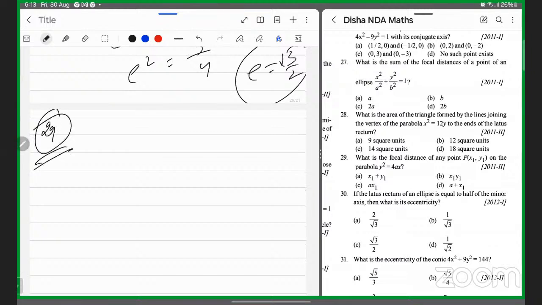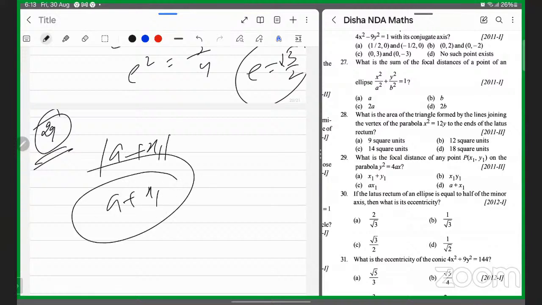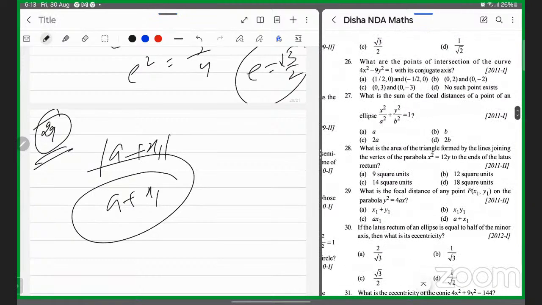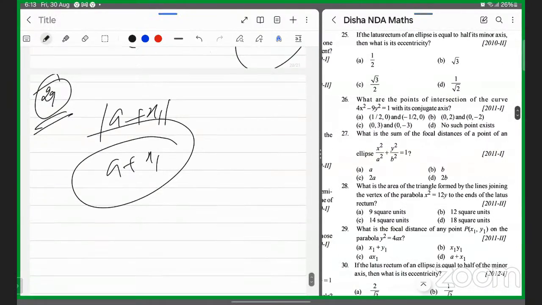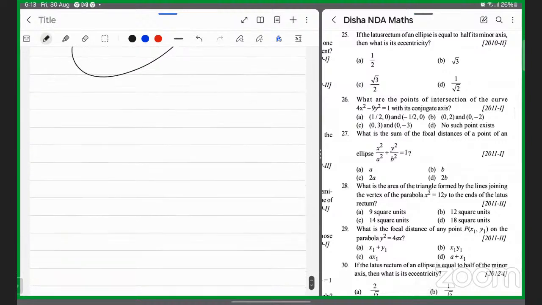Solve 29. What is the focal distance of any point on the parabola? The focal distance is a plus x1, right? So both are positive. This is the formula. No need to solve. Now 28, good question, solve it.